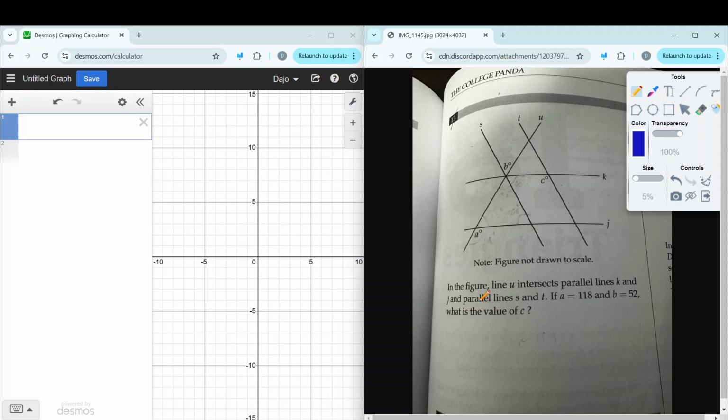In the figure, line U intersects parallel lines K and J and parallel lines S and T. If A equals 118 and B equals 52, what is the value of C?